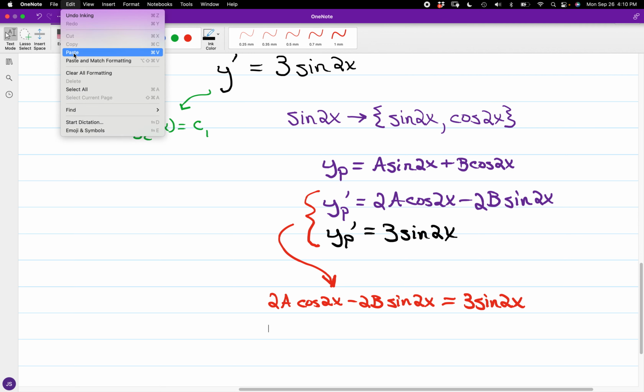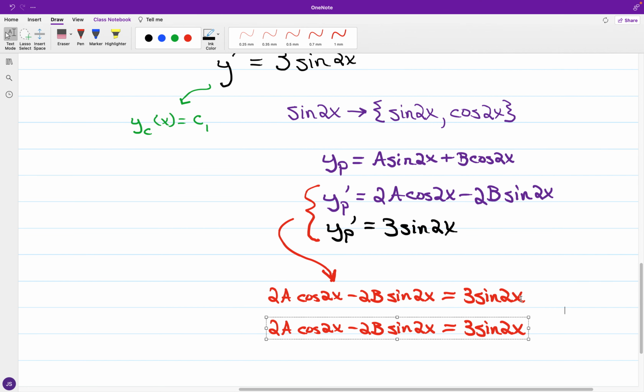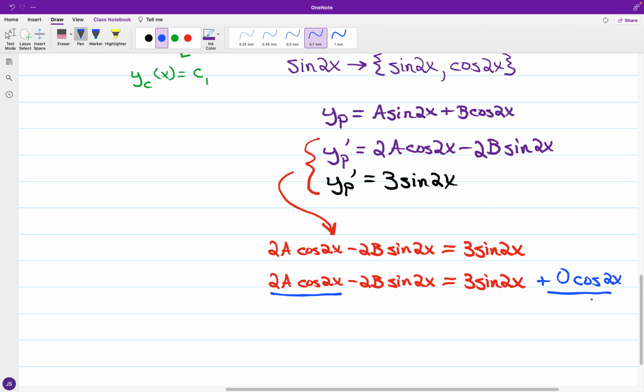And if you notice on the left and right hand sides, we have sine of 2x terms, but we don't have a cosine of 2x term. So you can say that we have 0 cosine of 2x. And if you notice, you have 2a cosine of 2x, but we don't have a cosine of 2x term on the right. So we can say that 2a is equal to 0, and right away we have that a is equal to 0.